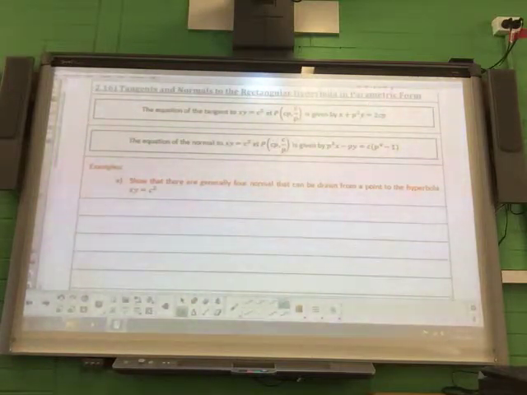Remember, your parametric form of your hyperbola is x equals a tan theta and y equals b sec theta for your general hyperbola. When you have specifically a rectangular hyperbola, you have x equals cp and y equals c over p. Right, so the equations of the normals and the tangents are given there.